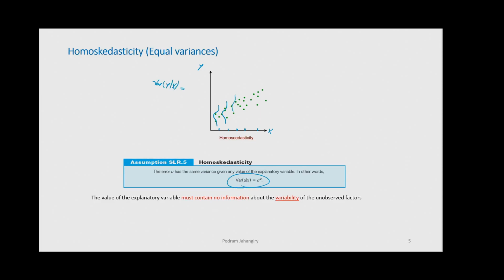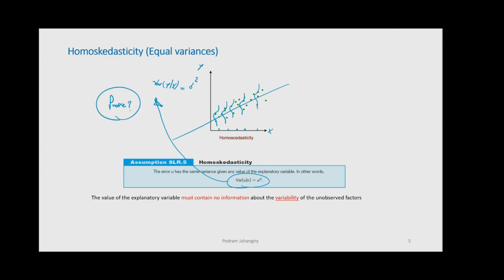For any different values of x, the distribution is the same. So if you look at the variance, the variance of y given x is constant. But wait a minute, you said that we need to say something about the variance of u given x, not the variance of y given x. Well, mathematically we can prove that they're the same.